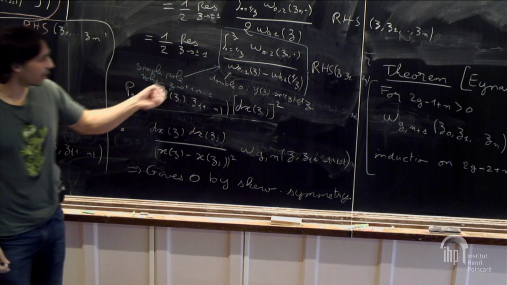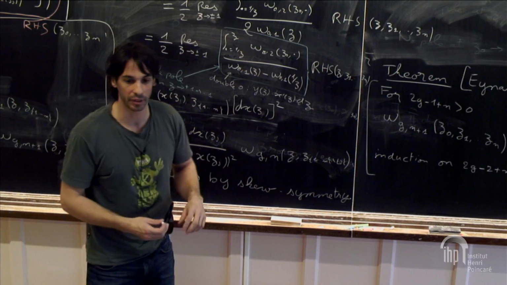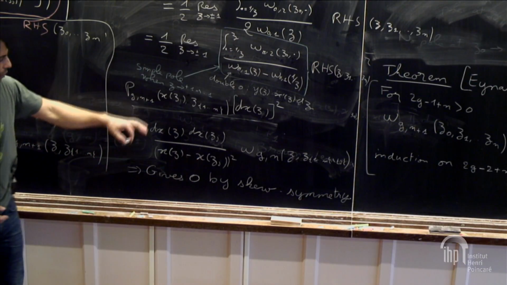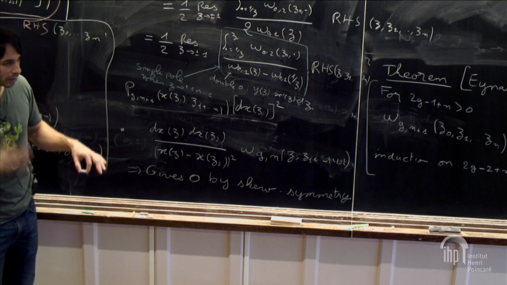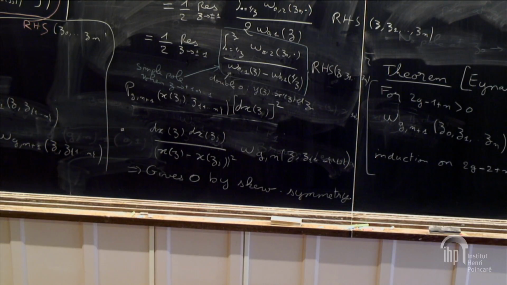So I'm just using the symmetry of this residue when z goes to 1 over z. So it's a slightly different argument compared to the other one, but the output is the same.